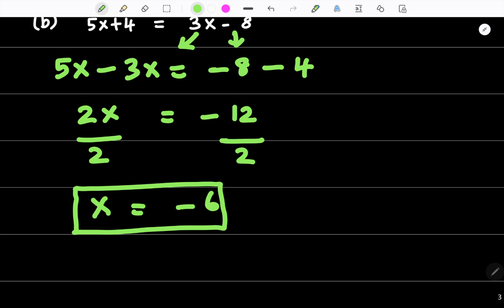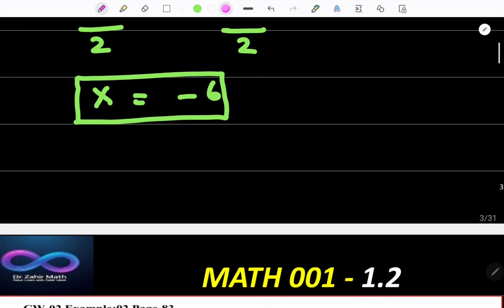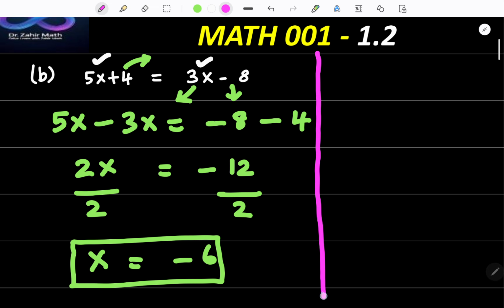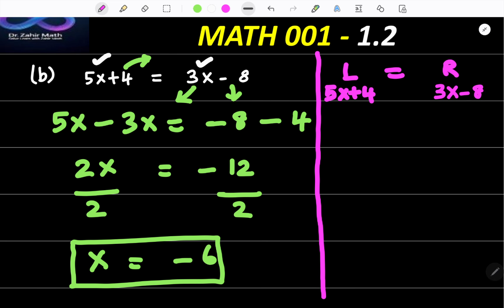This is for solve. The next thing we are going to do is check whether your solution is correct or not. For this, you are going to put left and you are going to put right. What is on the left? Left is 5x + 4. Okay. And the right is 3x - 8.